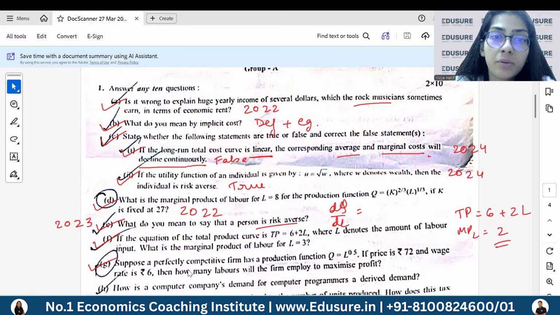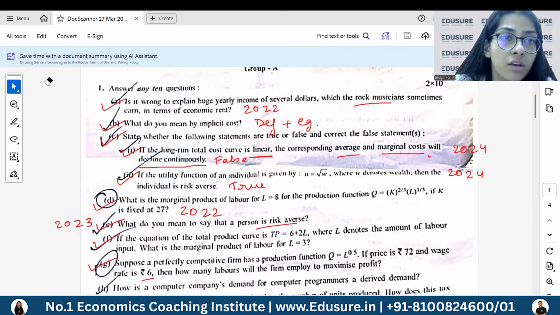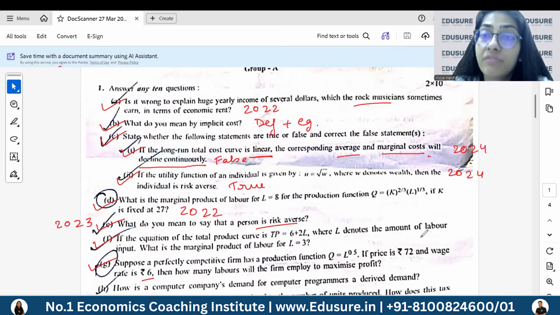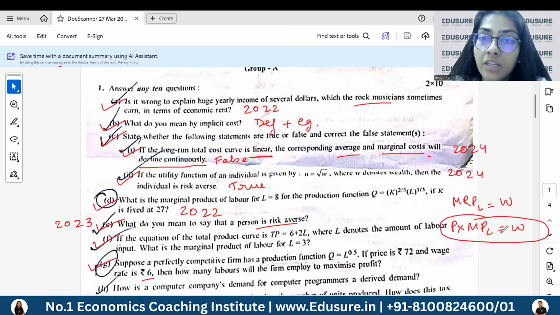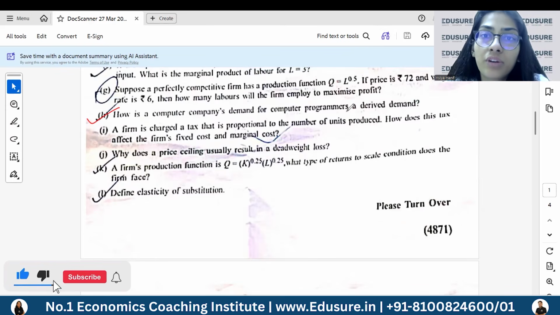1 part G: suppose a perfectly competitive firm has a production function. If price is 72 and wage is 6, how many laborers will the firm employ to maximize profit? Since this is a perfectly competitive firm, we have to do MRPL equal to W. MRPL is P into MPL equal to W, and this is the profit maximizing condition for laborers. You have P, calculate MPL, you have the wage, just equate it and you'll get the answer. Now going to part H: how is a computer company's demand for computer programmers a derived demand?